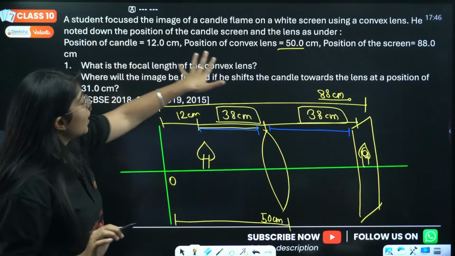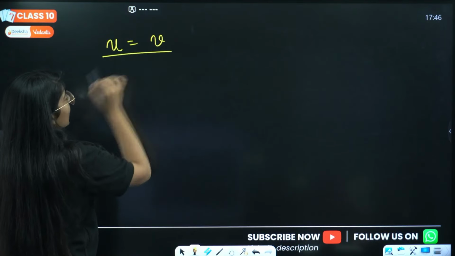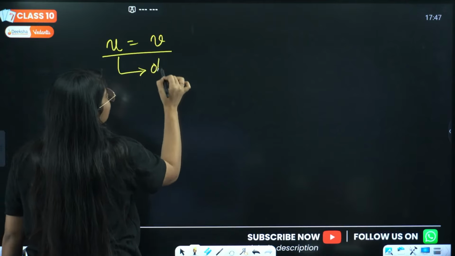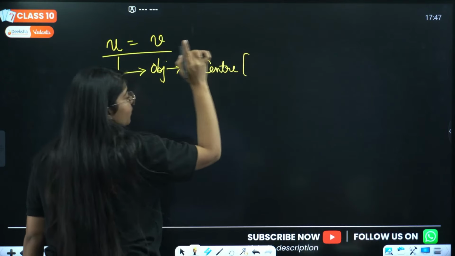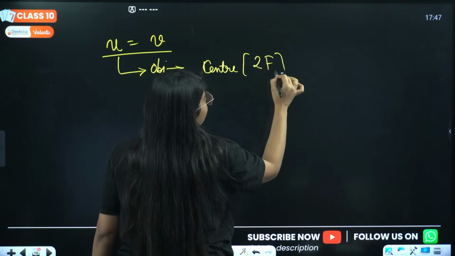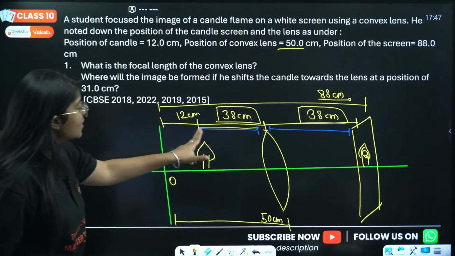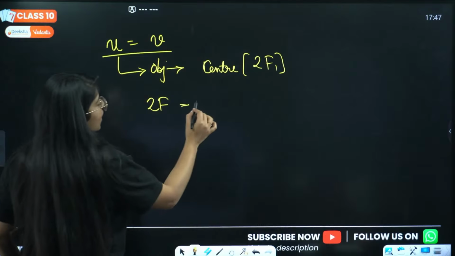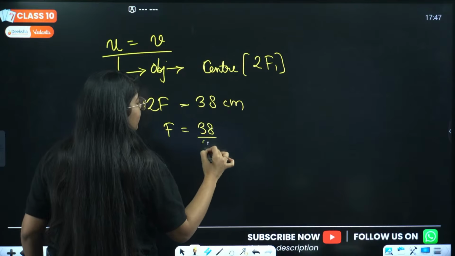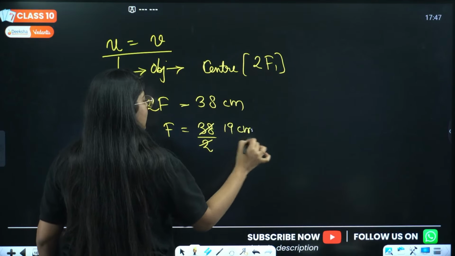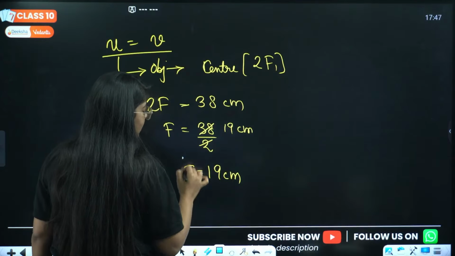So what is the focal length of the convex lens? If the distance of the object is equal to the distance of the image, then that means the object is present at the center of curvature, or in lens cases at 2F, right? That means 2F is equal to how much? It is 38 centimeter, correct? 2F is 38 centimeter. So F will be 38 divided by 2, that will be 19 centimeter. So the focal length of this lens is 19 centimeter.